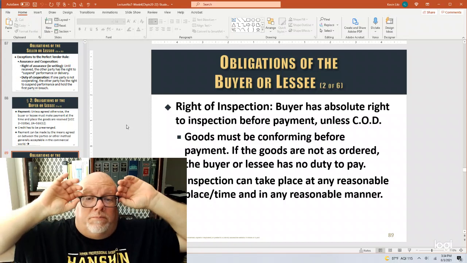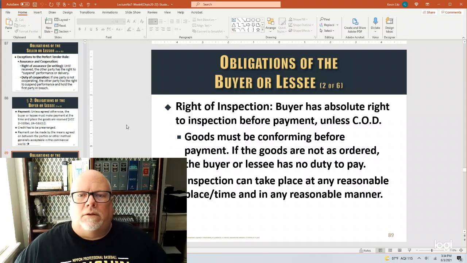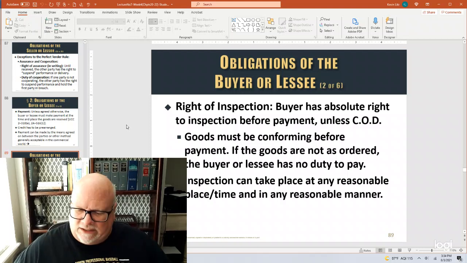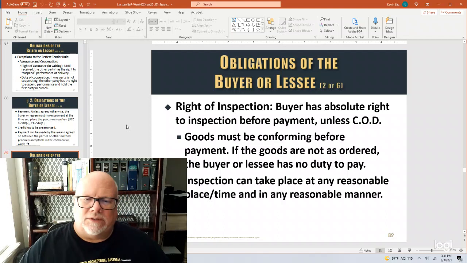Now, as the buyer, obviously, you have the right of inspection to be able to look at the goods and see if they're conforming. If they don't conform, if they're not what they were represented to be, if they're faulty, then you have various opportunities to send them back, demand that I replace them with new ones, etc. So you have that right. When does this inspection occur? Any reasonable time.